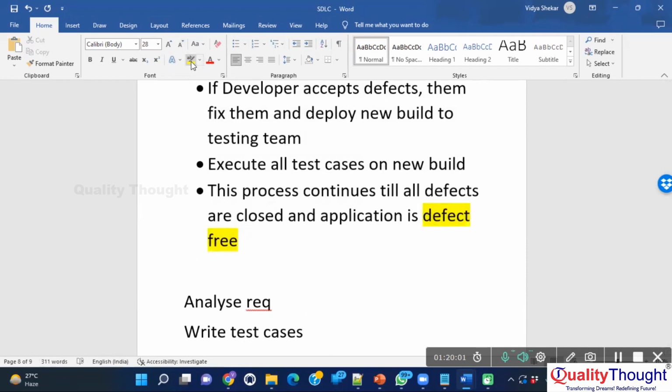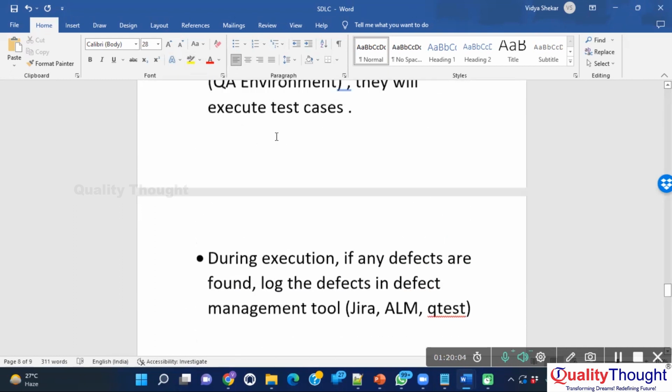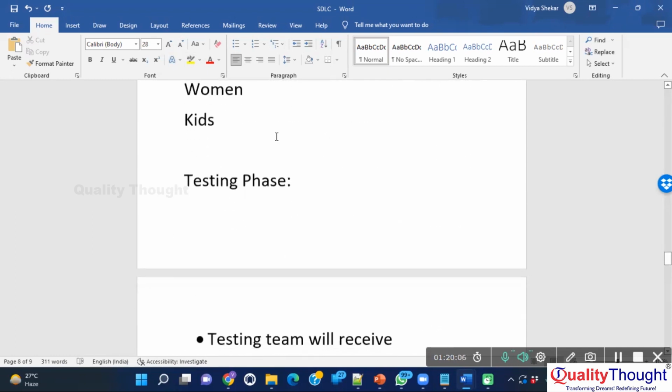This process will continue until the application is defect free. So this is the job of a developer. Sorry, this is the job of a tester in a company. You want to make a note of this?